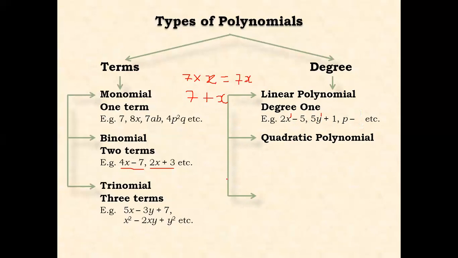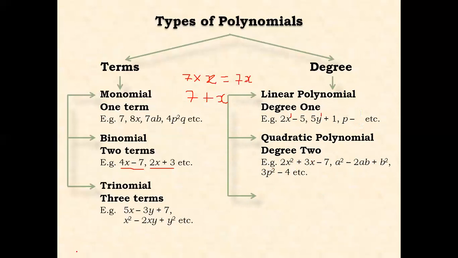It's understood that y has the power 1. In a quadratic polynomial, we have the power of the variable to be 2. So we have the examples here on the slide now. Here we have 2x squared plus 3x minus 7. You can see that x is raised to the power 2 here. So these are examples of quadratic polynomials, where the highest power of the variable is 2.